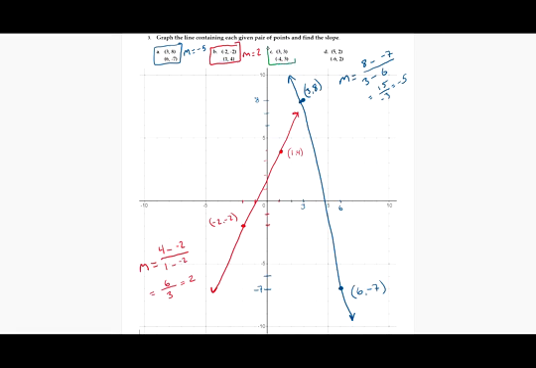All right, number 3. Do green. So we have the point 3, 3. 3 for x, 3 for y. And we have the point negative 4, comma 3. So negative 4 for the x, positive 3 for the y.